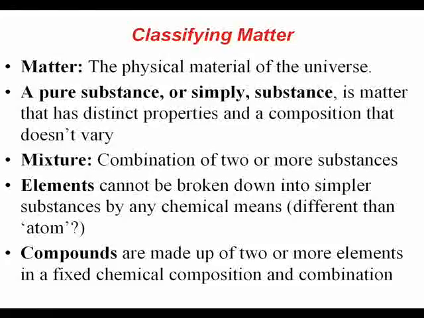Most of the matter we encounter, the air we breathe for example, the gasoline in our cars, and the food that we eat, consists of a mixture of different pure substances. A pure substance, or simply we just say substance, is matter that has distinct properties and a composition that doesn't vary. For example, water has always got two hydrogen atoms and one oxygen atom, and it always has the same properties. Table salt is always sodium chloride, a ratio of sodium and chlorine atoms.